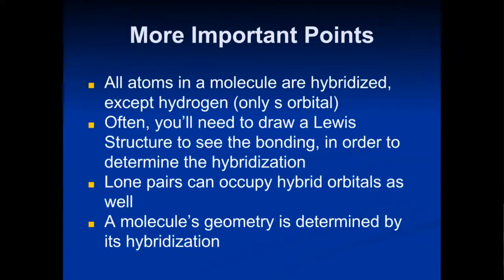Okay? Other things. All atoms in a molecule have to hybridize. And you saw that with the oxygens. Even though the oxygens weren't in the middle, they still hybridized to create the right orbitals. Okay? Hydrogen doesn't do this because it only has an s orbital. It doesn't have any orbitals to mix with it. A lot of times you're going to have to draw a Lewis structure to figure out the hybridization. So you got to be good at that. Lone pairs can be in hybrid orbitals. So if you have an atom that has lone pairs on it, those lone pairs are in hybrid orbitals. Okay? Most cases. And then the geometry of the molecule is determined by its hybridization. sp3 is always tetrahedral, sp2 is trigonal planar, sp is linear. Okay? So that's basically the whole thing.